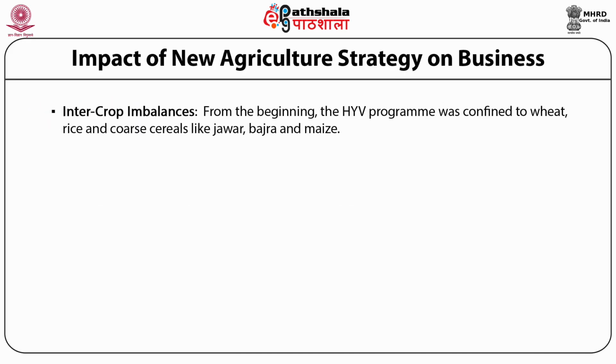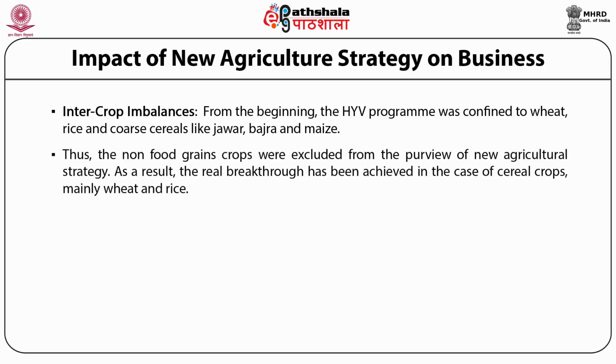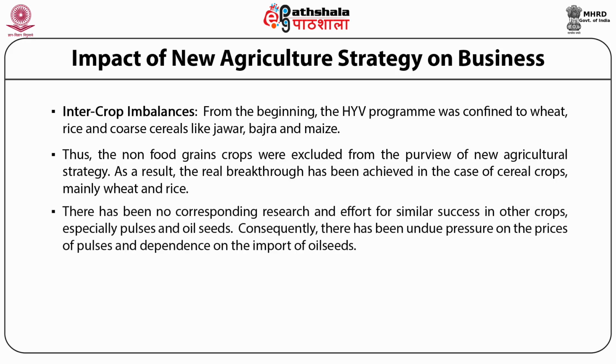Intercrop imbalances. From the beginning, the high yielding variety program was confined to wheat, rice, and coarse cereals like jowar, bajra, and maize. So, the non food grain crops were excluded from the purview of the new agriculture strategy. As a result, the breakthrough has been achieved in the case of cereal crops, mainly wheat and rice. There has been no corresponding research and effort for similar successes in other crops, especially pulses and oilseeds. Consequently, there has been undue pressure on the prices of pulses and dependence on import of oilseeds has also increased.